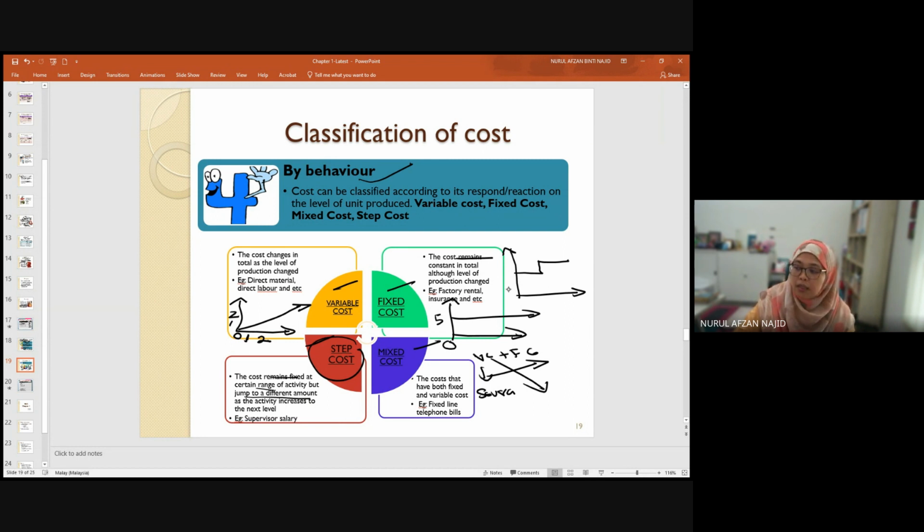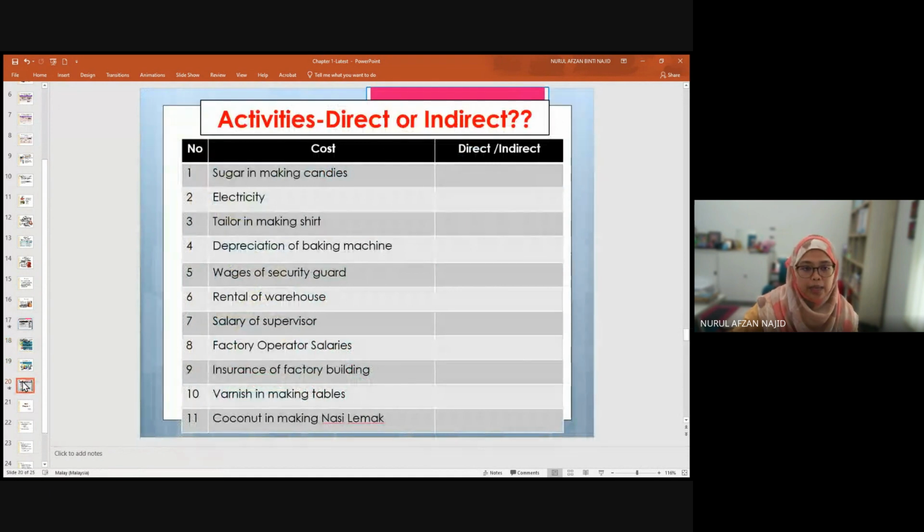Contoh, supervisor salary. Untuk level 10,000 unit, mungkin seorang SV yang diperlukan. So you bayar 1,500. Tetapi bila production meningkat kepada 50,000 unit, dia akan jump kepada satu constant yang lain, iaitu you kena ambil another supervisor. Mungkin dah jadi 2 orang supervisor. Bila 2 SV, dia terus akan jadi seorang 1,500, 2 orang jadi 3,000. So dia akan jump to a different amount as the activity increases to the next level. Okay? So, that's all untuk classification of cost and hence that's all untuk chapter 1.